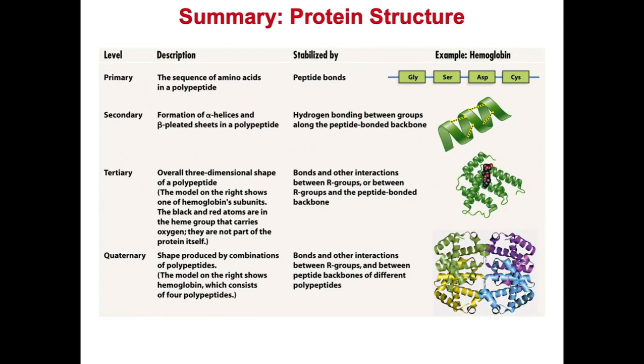So in summary, we have the four different levels of protein structure. We have the primary structure, which is the sequence of amino acids in the polypeptide. Then we have secondary structure, which is the formation of alpha helices and beta sheets. Tertiary structure is the overall fold of one particular polypeptide chain. And then the quaternary structure is different polypeptide chains coming together to form an overall structure.